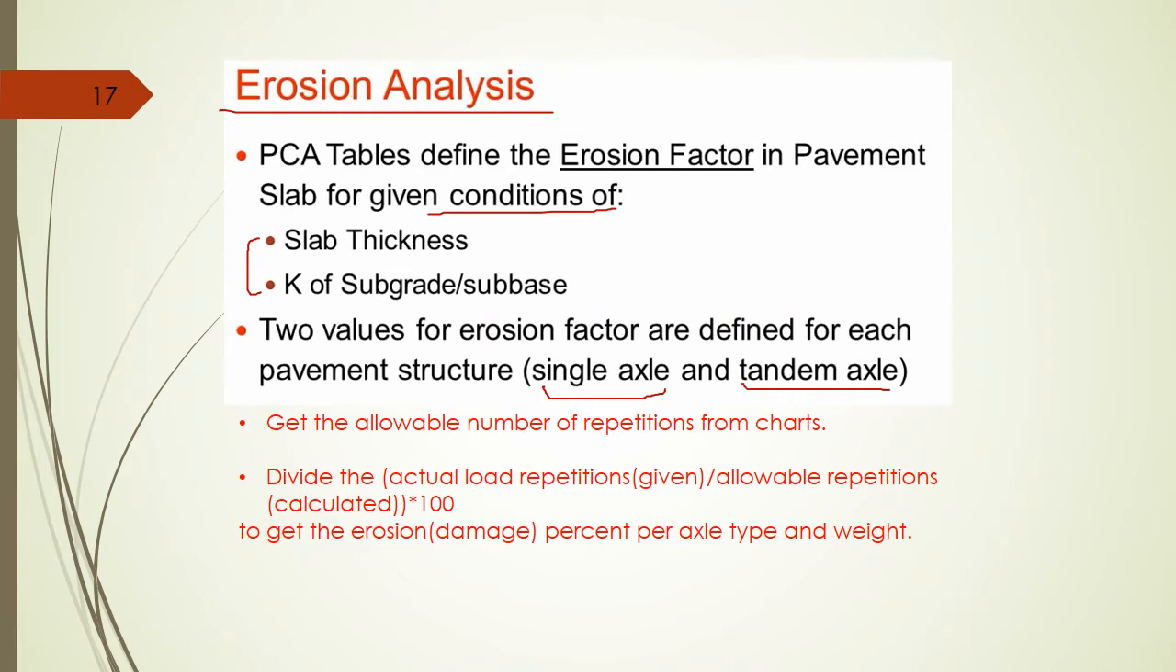Get the allowable number of repetitions from a chart also. It is similar to fatigue analysis. Divide the actual load repetitions, given or calculated, by the allowable repetitions, and multiply by 100 to get the erosion damage per axle type and weight.